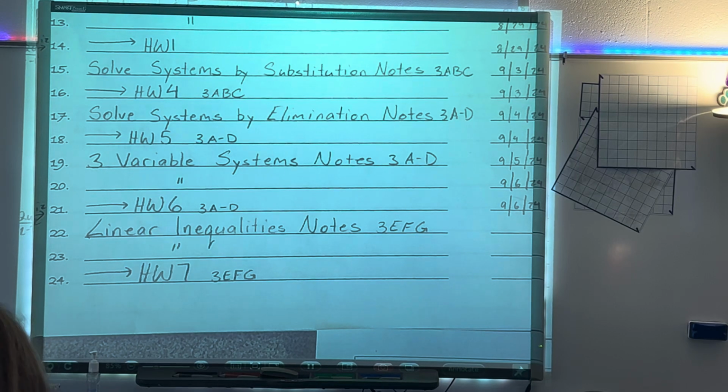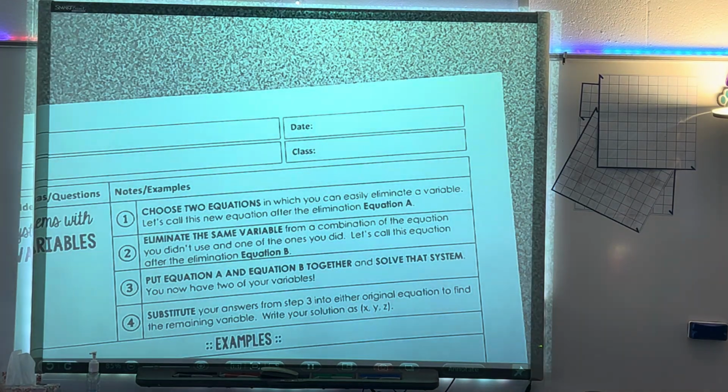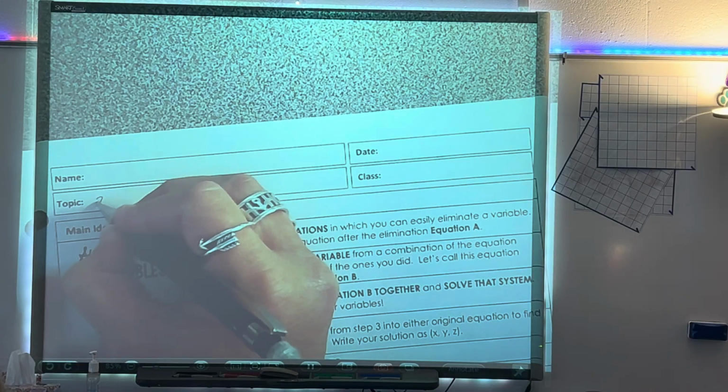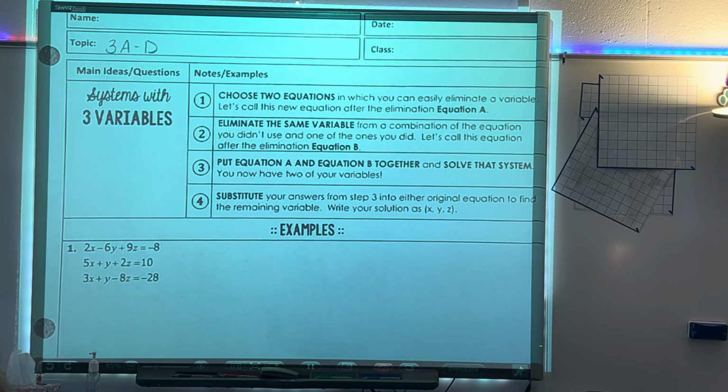Notice, this 3 variable system takes up 3 lines. It's going to take us today and tomorrow to do this, so you'll do part of the assignment today and the rest of it we'll look at tomorrow. So your notes for today, page 19, 3A through D. We've done 2 variable systems, but you have not ever done a 3 variable system. That's why we're going to spend a little more time on it to make sure that we get it down.